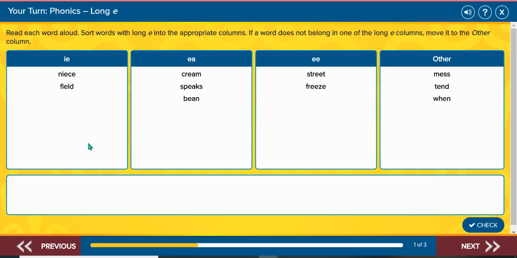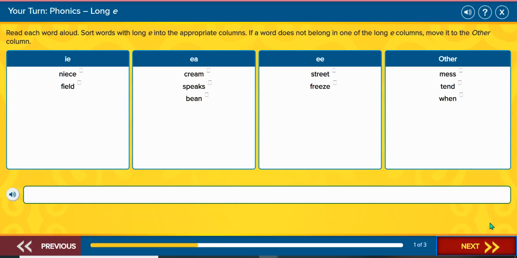All right, boys and girls, now that we have all of our words organized and sorted into the different vowel pattern groups that make the long E sound, and then there was a couple short vowel E's that were mixed in there, we put those in the other group. Let's check our work. Fantastic! All right, boys and girls, I hope you have enjoyed learning about the long vowel E.